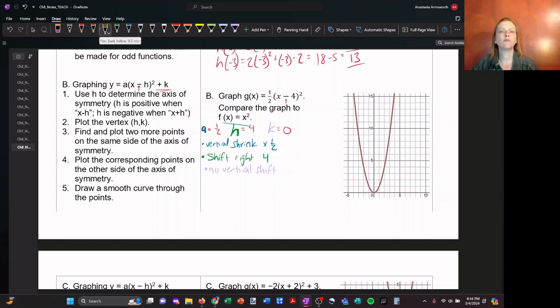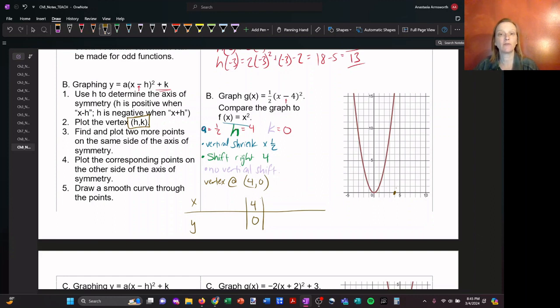Now, this format is called vertex form because it's easy to find the vertex of the parabola. The vertex just has the coordinates h comma k. So our vertex is going to be at 4 comma 0. I can go ahead and plot that new point for my vertex. Now that I know where the vertex is, it should be easy to plot the rest of the graph, because I can make an input-output table of x and y values centered around my vertex, which I know is at 4 comma 0.